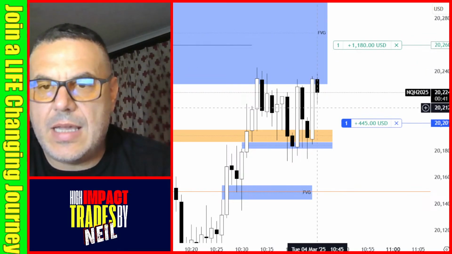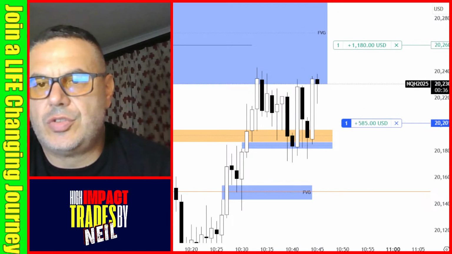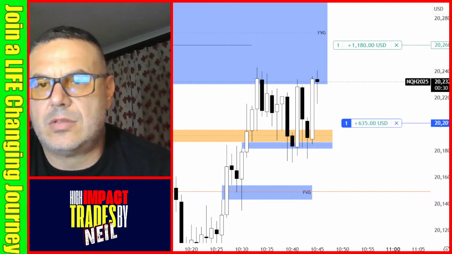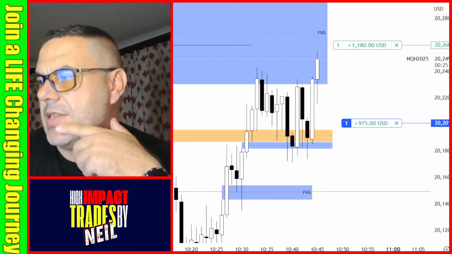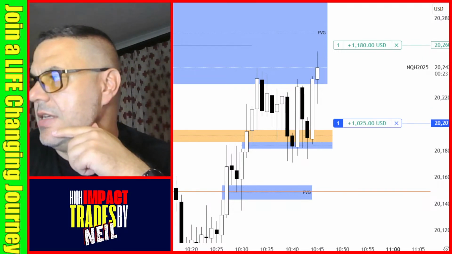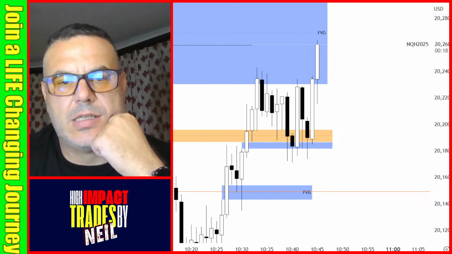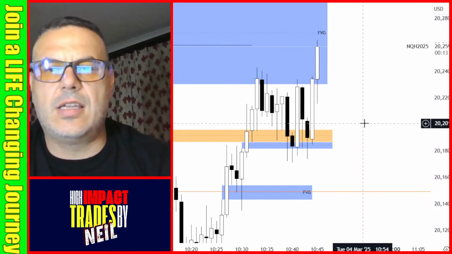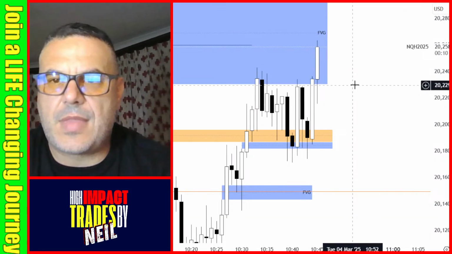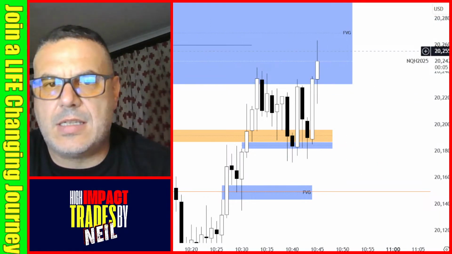Let's see if this little gap here becomes a new fair value gap to hold price. Okay, so now we're seeing some speed here. Okay, so that's done. Right, I'm $300 up for the day. Not chasing a target here. I gave away some nice profits, but okay, so now we've taken this.